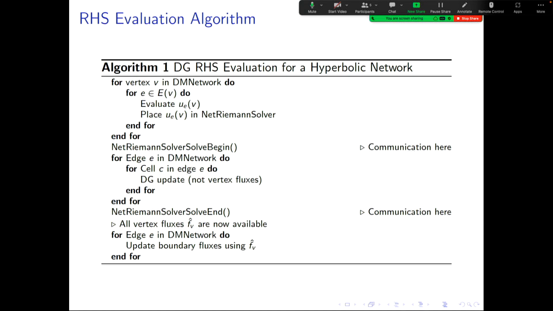And so what the algorithm ends up looking like is just iterate through all the vertices in the network, evaluate your DG solution at vertex points, collect that, which forms your Riemann data for the global thing, then just do a solve begin. It'll solve some things where it can, it'll communicate what it needs to, and while that's going on, I'll just update all the DG where I can, except for the boundary fluxes, and after that I can just solve end and then finish up with the boundary fluxes. And in this way you tend to see fairly good scalability, and you don't really see too much degradation with the communication, as long as you of course have enough work.